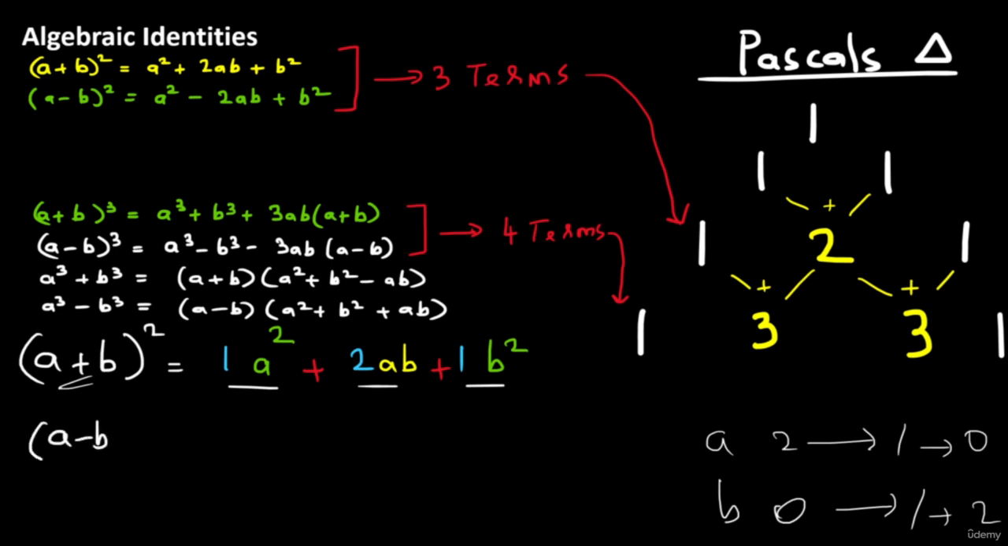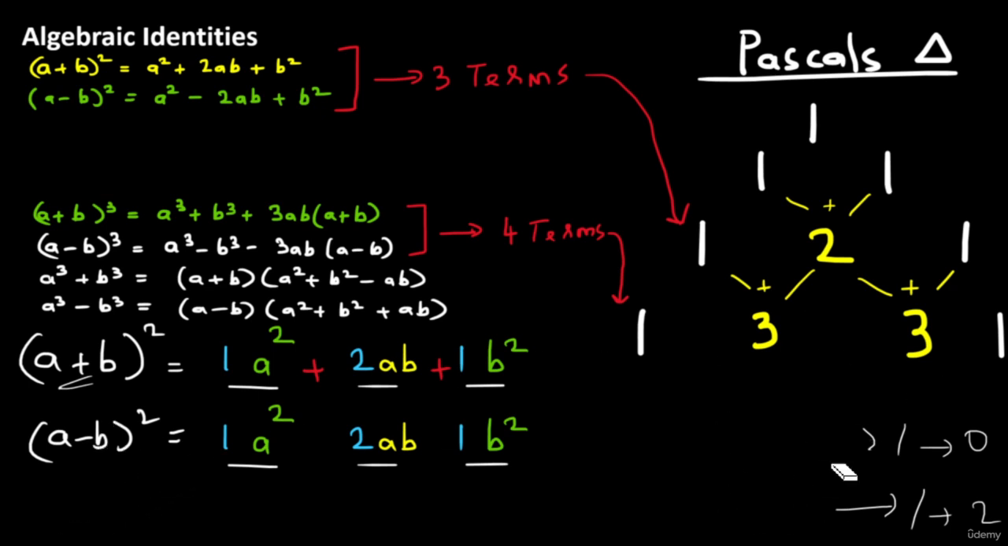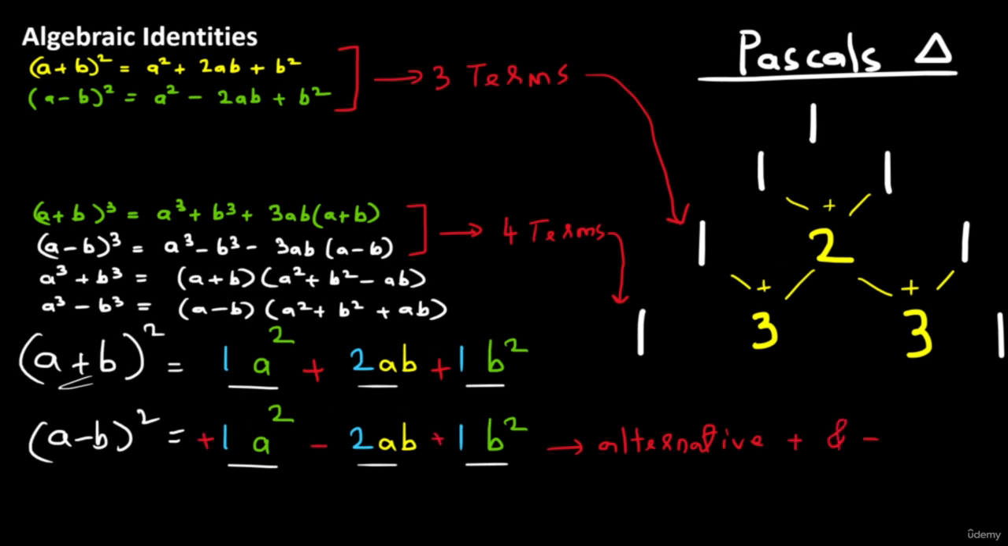Now let's do (a minus b)^2. The terms are the same. The only difference is that when I have a minus over here, I need to alternate between plus and minus. So I start with a plus. So I have a plus over here and a minus over here and a plus over here. So this is the expansion of (a minus b)^2, which is a square minus 2ab plus b square, which is what we have over here.